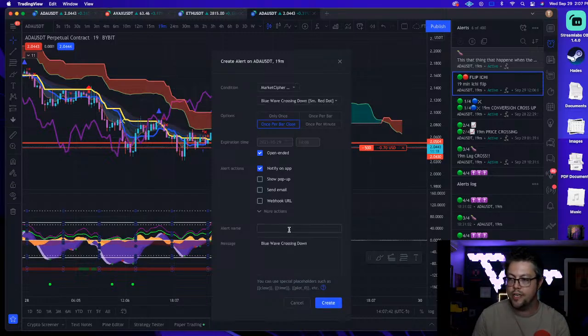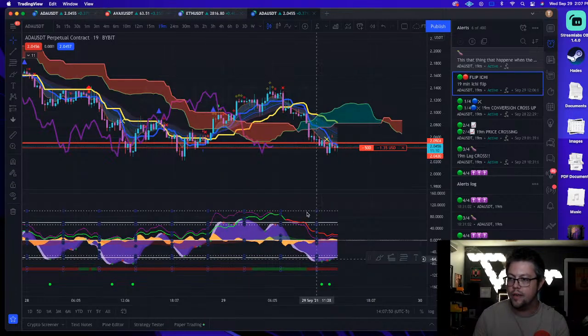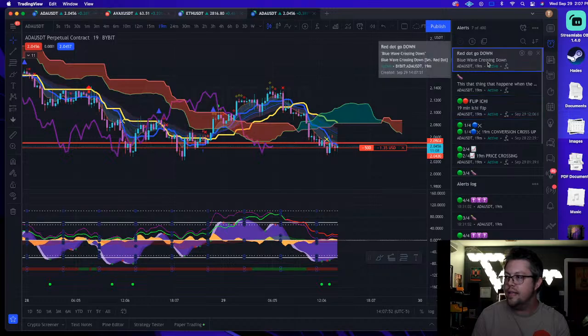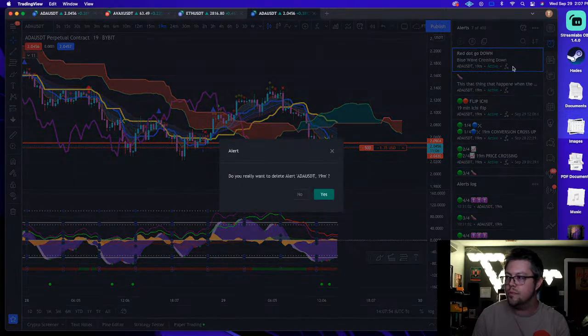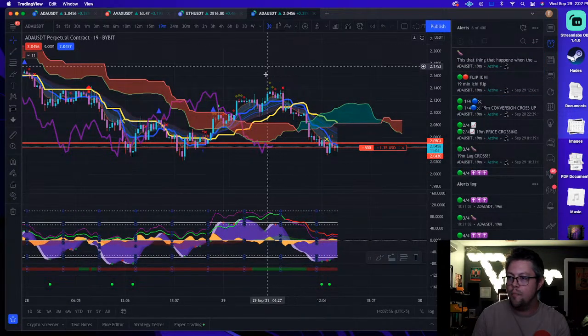It's super easy, and you can name it. You can name it red dot go down, and warn yourself. You put the alerts up, you create it, and then you've got that red dot go down alert. Super easy. You've got Market Cipher A.